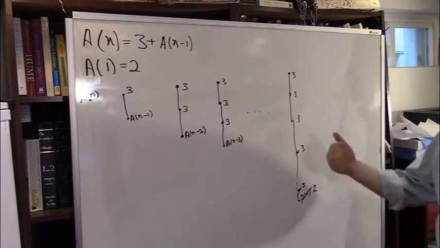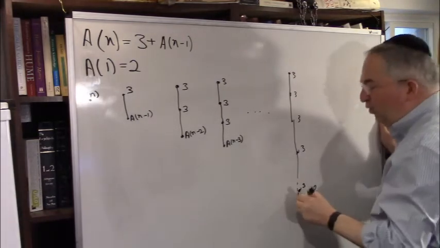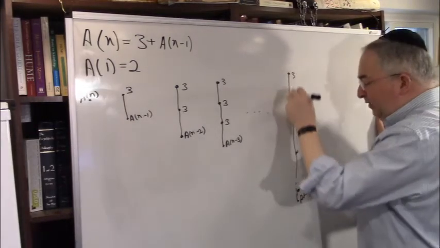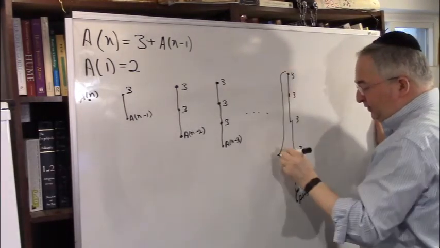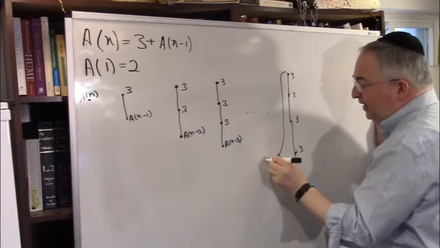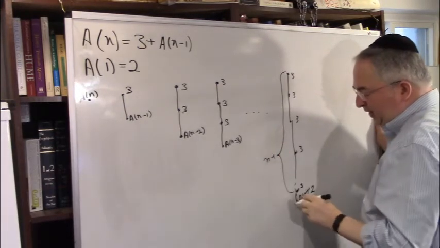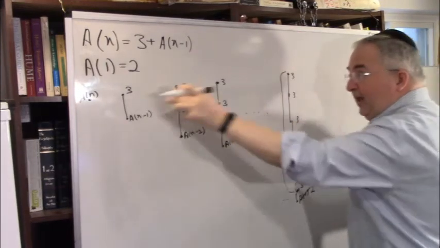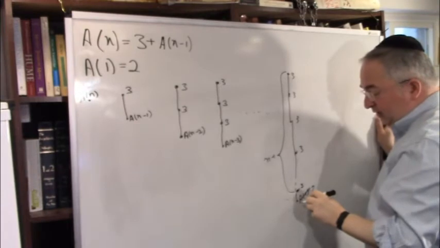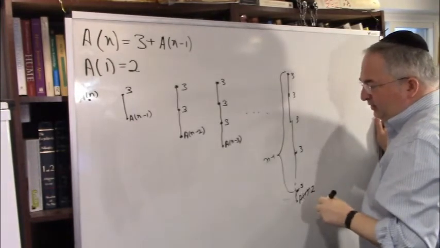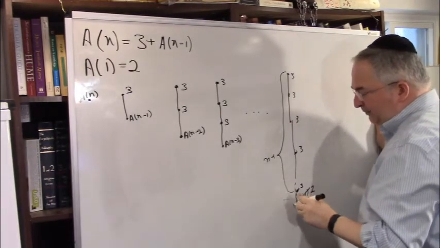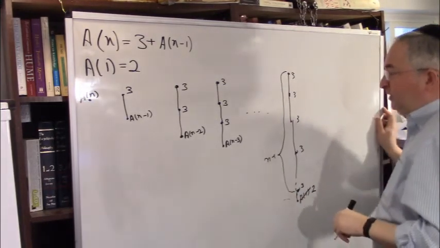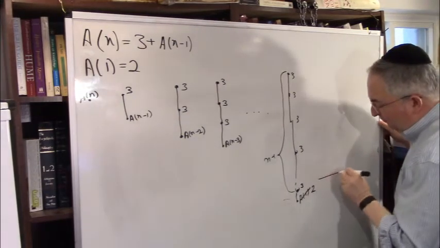Great. Question: how tall is this tree? This is a question we're going to ask over and over. How tall is this tree? From here till here is n minus 1. And for the whole tree, you start from A of n down to 0, so the height of the whole tree is n, but the part until there is n minus 1. So basically, now what you have to do is add these up.